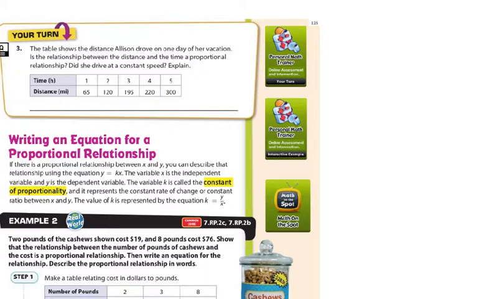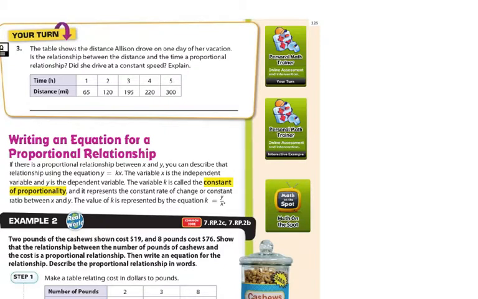Hi again. Go ahead and turn to page 125 and follow along as we tackle this your turn problem, okay? It says the table shows the distance Allison drove on one day of her vacation. Is the relationship between the distance and the time a proportional relationship? Did she drive at a constant speed?